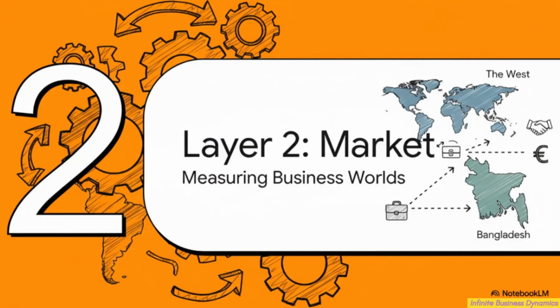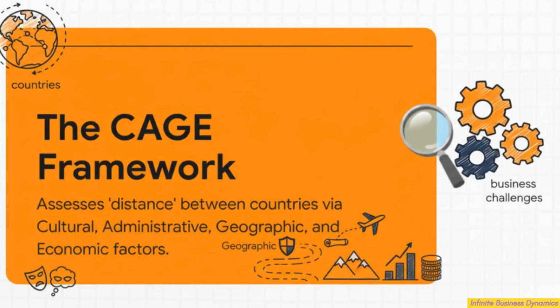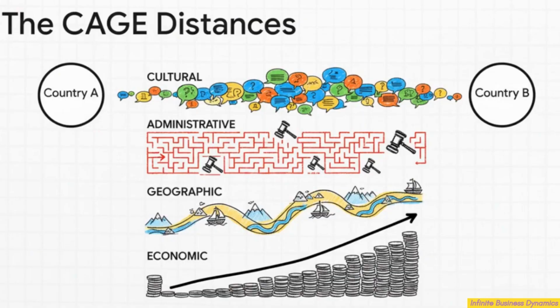Okay, let's peel back the next layer. We're moving from those broad societal values to the very real, practical distances that separate the business worlds of, say, the UK and a sourcing partner like Bangladesh. For this part, we'll use something called the CAGE framework. It's a brilliant model because it measures distance not just in miles, but across 4 key areas that create very real challenges for business. So let's break CAGE down.